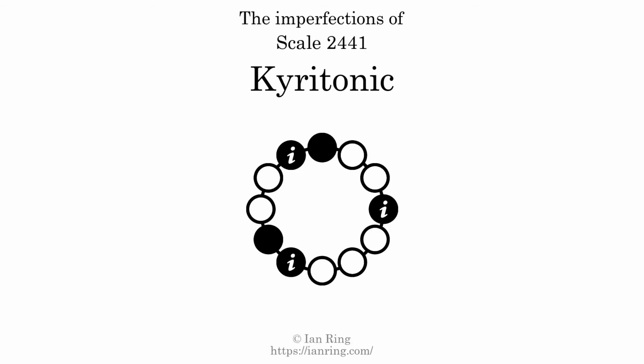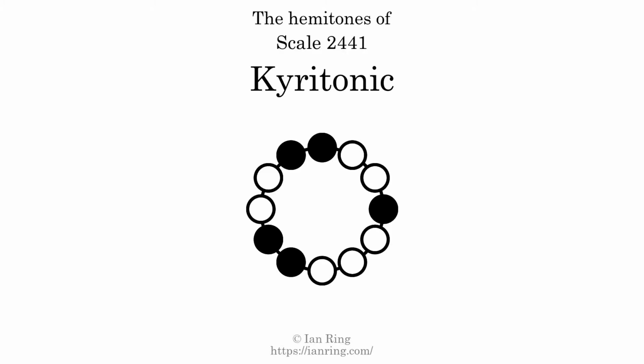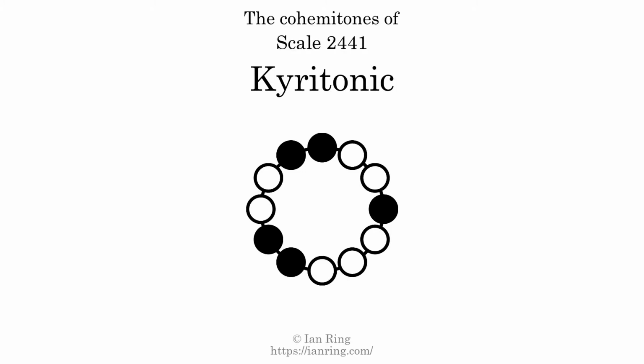They are at positions here, here, and here. Hemitones are instances where 2 tones in the scale are a semitone apart. This scale has 2 hemitones. They are at positions here and here. Cohemitones are instances where 2 hemitones are beside each other. This scale has no cohemitones.